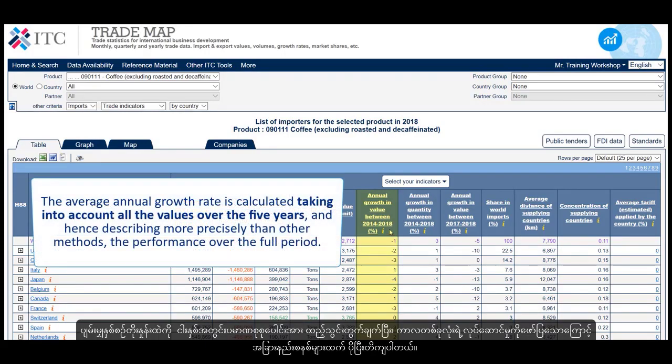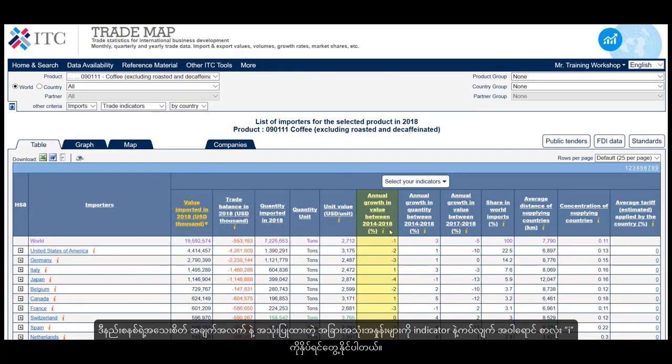The average annual growth rate is calculated taking into account all the values over the 5 years, and hence describing more precisely than other methods the performance over the full period. Detailed information on this method, as well as on other terms used, can be found by clicking on the yellow item I next to the indicator.